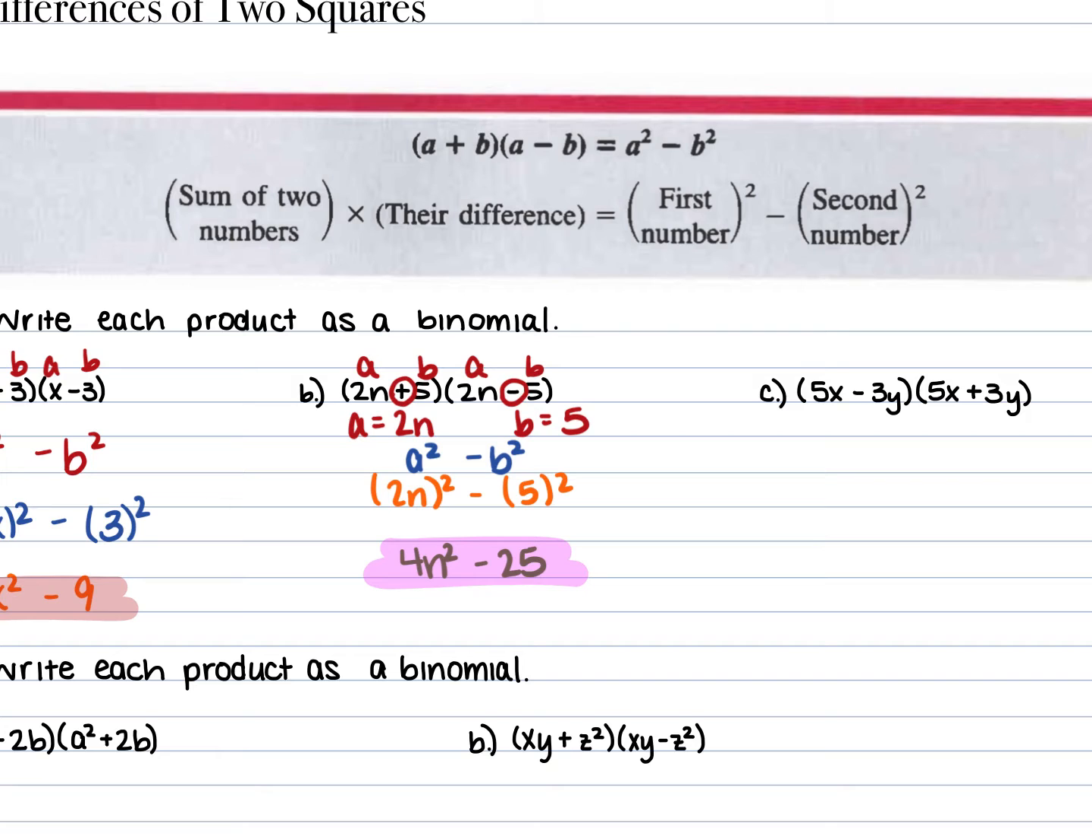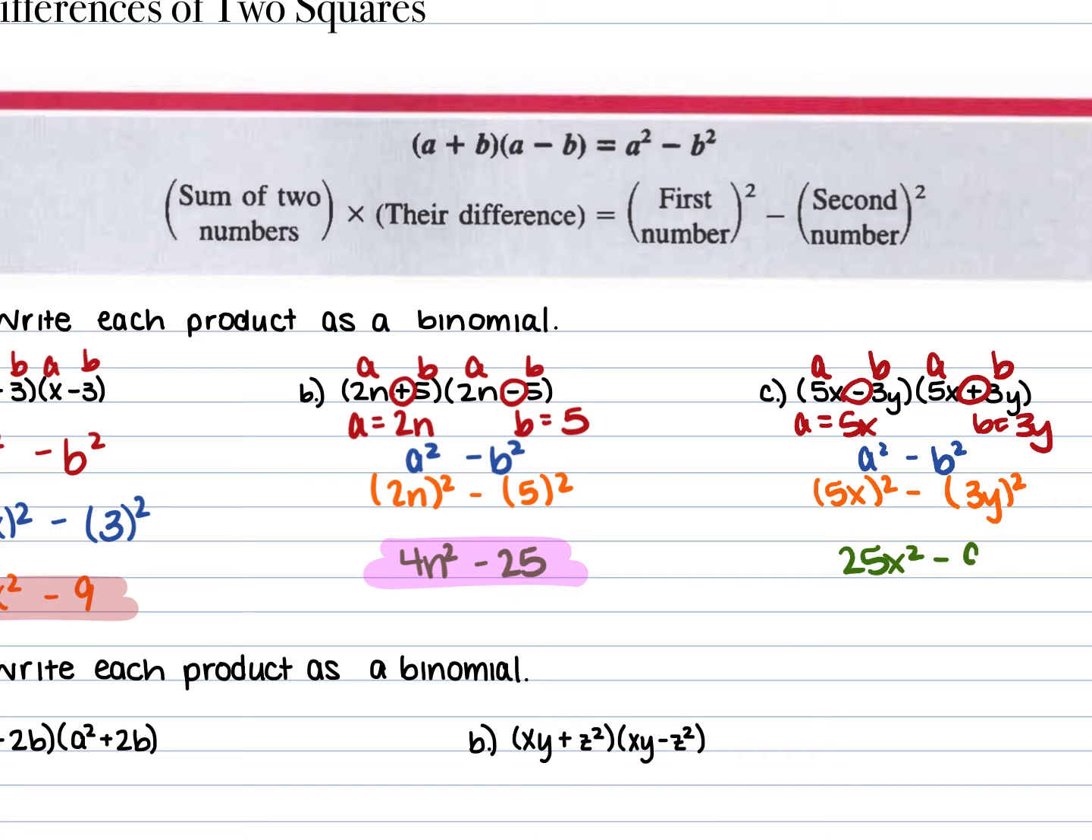For example C, we have 5x minus 3y times 5x plus 3y. Your A from each of these is the 5x. Your B from each is the 3y. So A is 5x, B is 3y. We do have a negative and a positive, so opposite signs between these two A and B terms. So we are going to use A squared minus B squared. Our A squared is going to give us 5x raised to the second power. Our B squared gives us 3y raised to the second power. 5x to the second power is 25x squared, minus 3y to the second power is 9y squared.